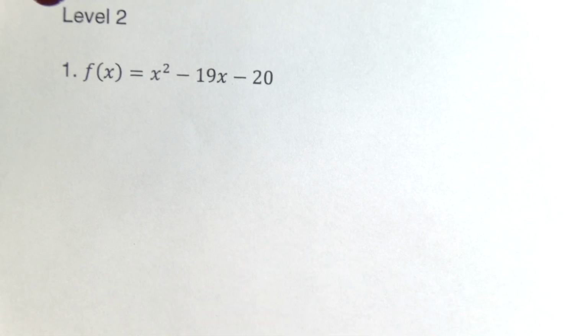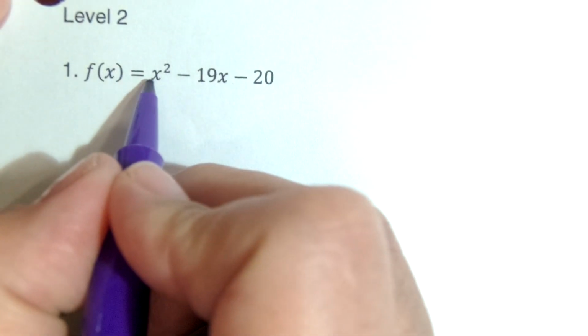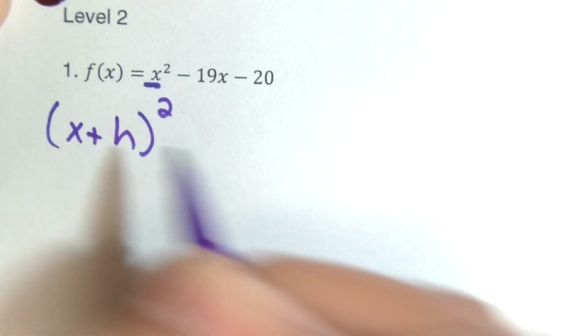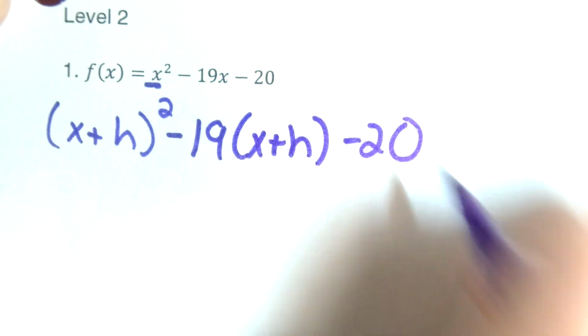So how many times am I going to replace for x plus h? Twice. Each of these will have an x plus h. So instead of x, it's like a parentheses squared. That square does not go away. Minus 19 times (x plus h), minus 20.